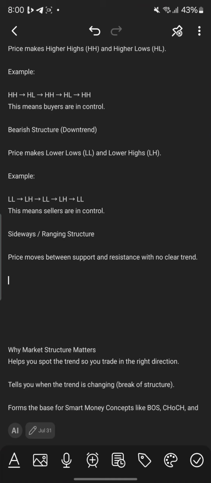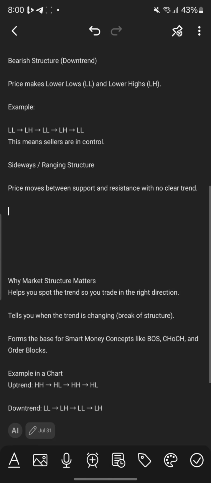But for the sideways market, price moves between support and resistance with no clear trend. So whenever you see the market creating a sideways move, it means the market is not bullish, the market is not bearish. So you want to take note of your support and your resistance in the sideways market.